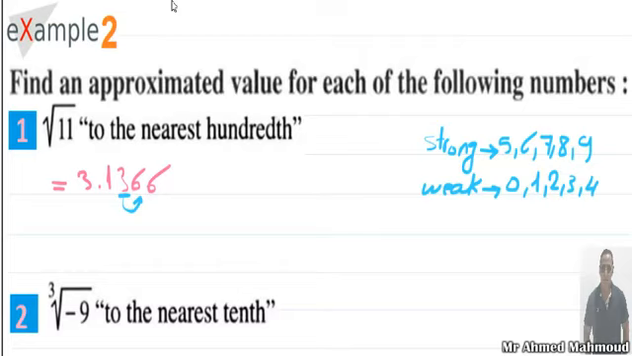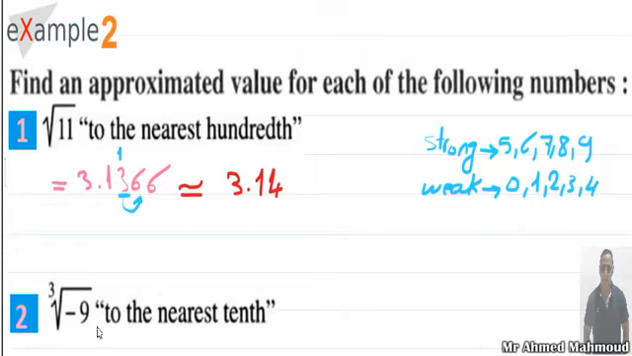Okay, here we have 3. The next is strong, then we add 1 to 3. It will be in the simplest form like this: 3.14, because 3 plus 1 equals 4, and ignore the rest of the number. Okay, the next one.